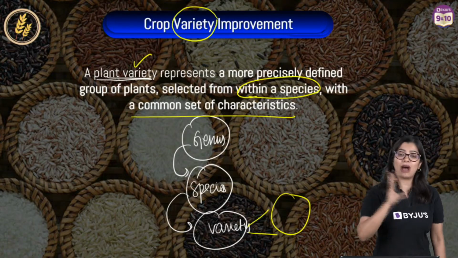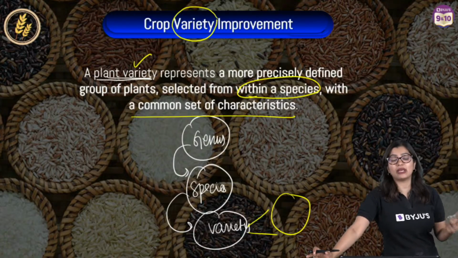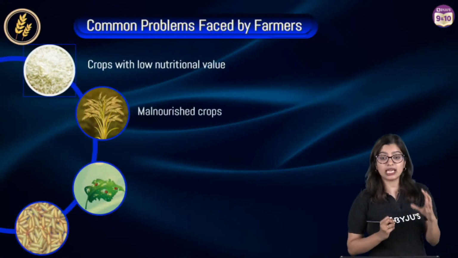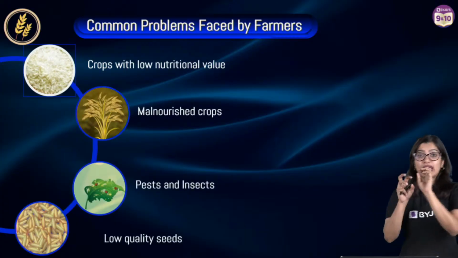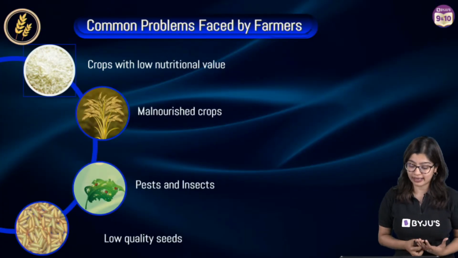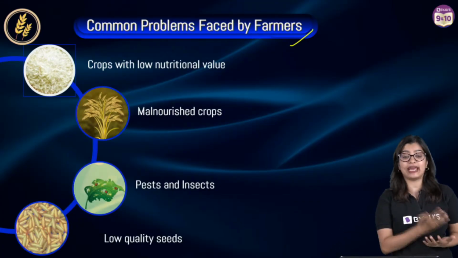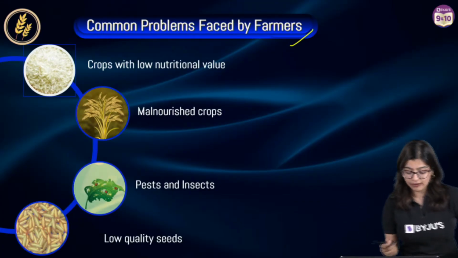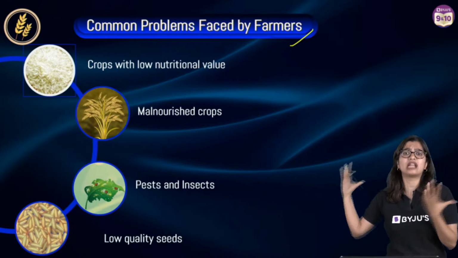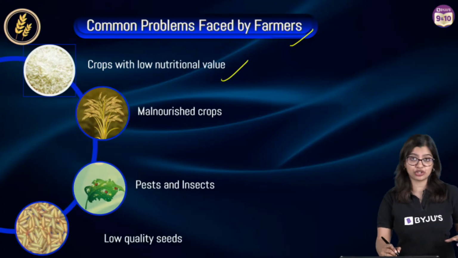Now why are we learning so much? Ma'am, why are you teaching all this? What is the point of learning all of this? That is because even though there are various people involved in the field of agriculture, there are some crop problems which are faced by farmers. Even though they are growing crops at a large scale and utilizing the land, some crops could be grown with low nutritional value.